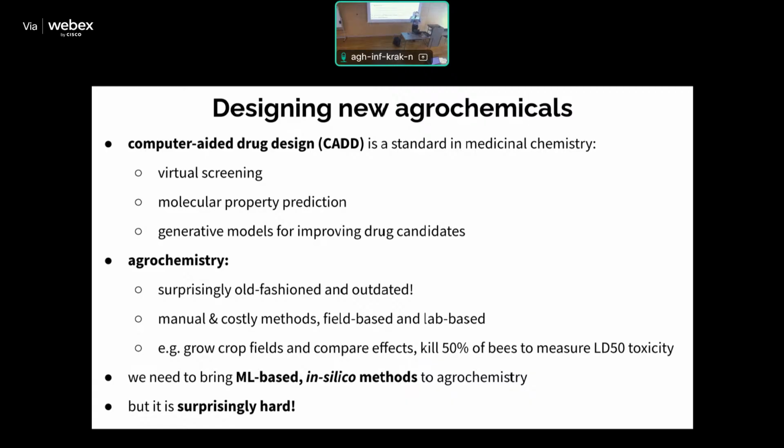But in terms of designing new agrochemicals, so how to arrive at this new ligand that you want to produce, that you want to patent, that you want to sell. So computer-aided drug design is very much used in the pharmaceutical industry. It's extremely common. Every pharma company does this with virtual screening, molecular property prediction, computational processing, generative AI models lately. We do all those things. But in agrochemistry, it's surprisingly old-fashioned.